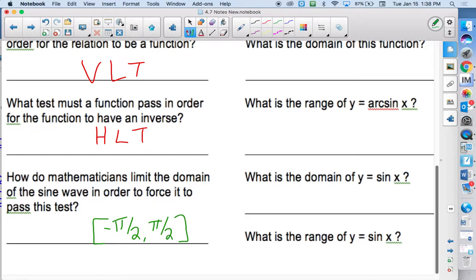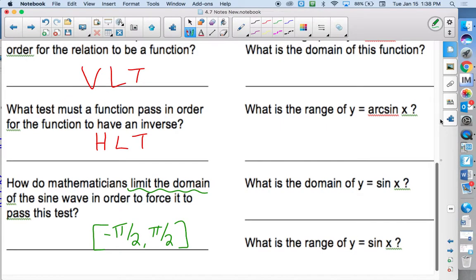So it says we limit the domain to force it to pass the test. And this is where we're limiting our domain. So we're limiting it just to the values of negative pi over 2 to pi over 2. So that means when you go to find an answer, which is really an angle, your answer can only be from negative pi over 2 to pi over 2. So if you say 2 pi over 3, wrong, because 2 pi over 3 is bigger than pi over 2. If you would say negative 11 pi over 6, again, you're wrong, because negative 11 pi over 6 is past negative pi over 2. So the angles can only be in between those two values.